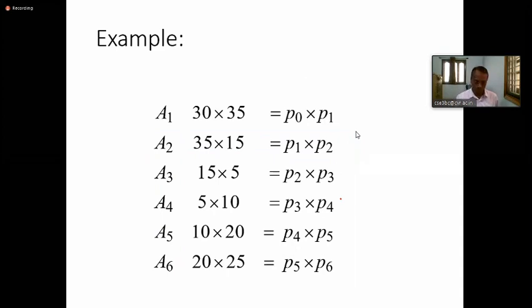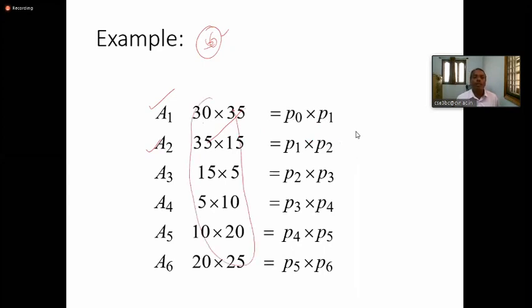Okay, one more example. This is a common example. How many matrices are there here? Nearly 6 matrices are there. It is not a simple thing. It is a very difficult thing. 6 matrices are there. A1 is 30 by 35 in size. What do you have to take? P0 into P1. And A2 is 35, this should be the same, 35 into 50. That's why P1. They won't give this one.